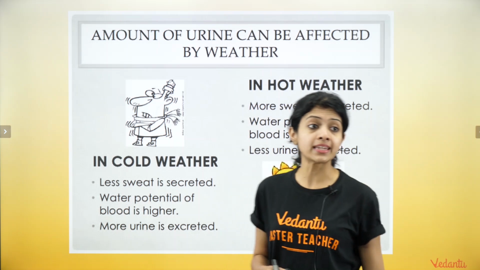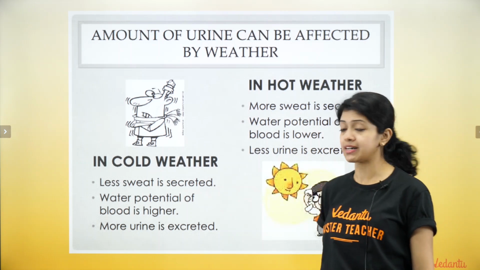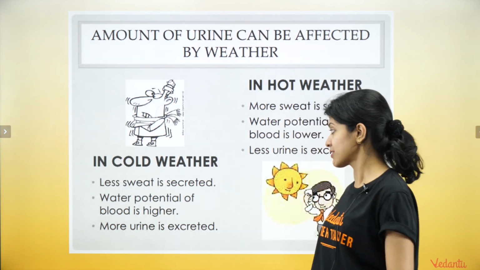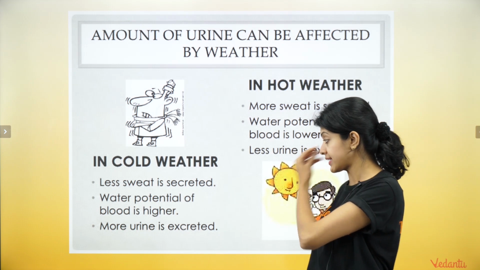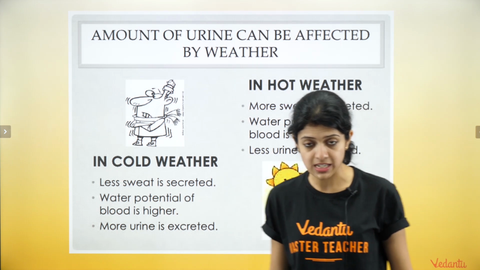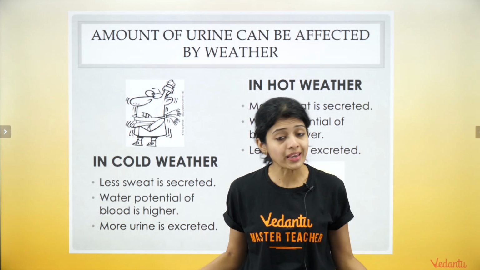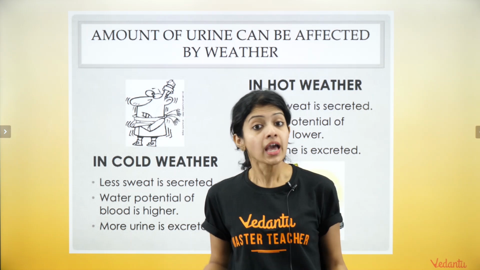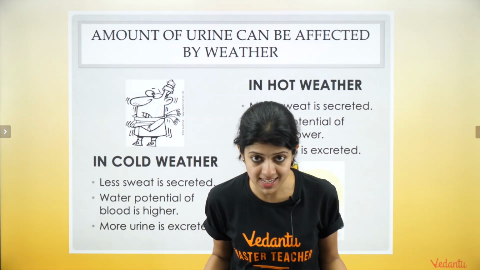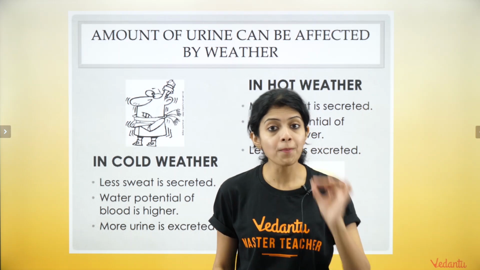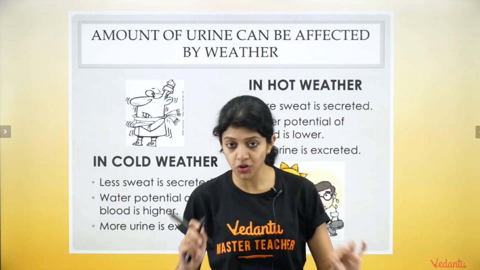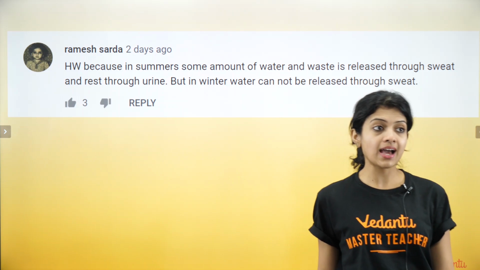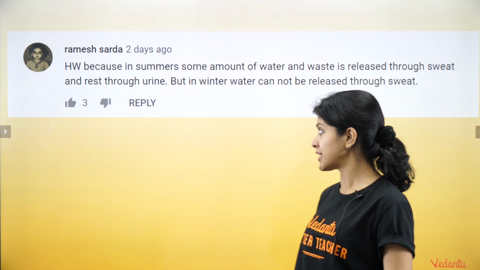On the contrary, in cold weather, like you see here, less sweat is secreted, and because of that, the water potential of blood is higher and more urine is excreted, because water tends to accumulate in your body since you don't sweat much in the winter season. Hence, in order to eliminate that excess water, the only means your body finds is through your kidneys, through your nephrons, and that happens through your excretory system in the form of urine.